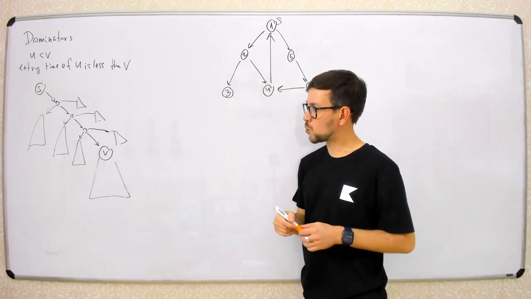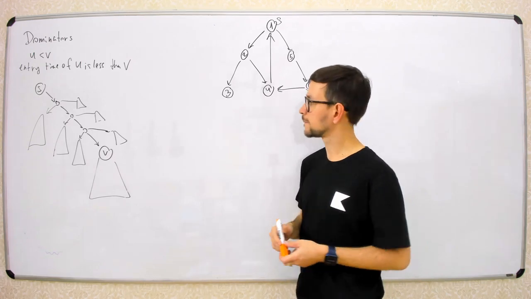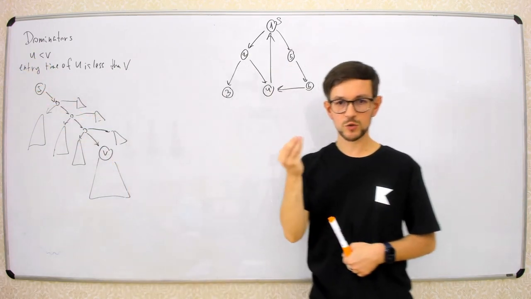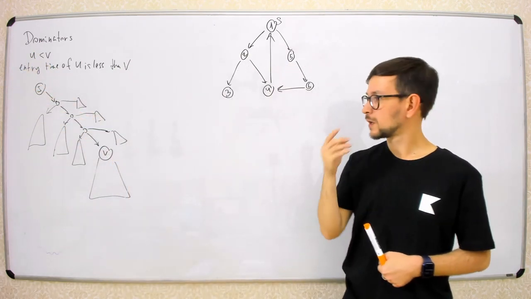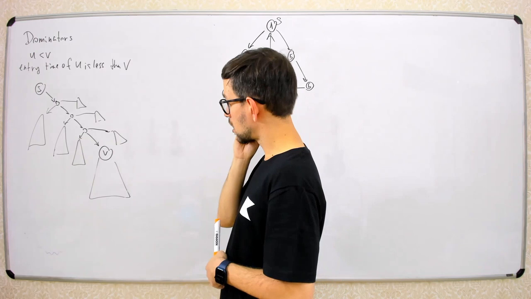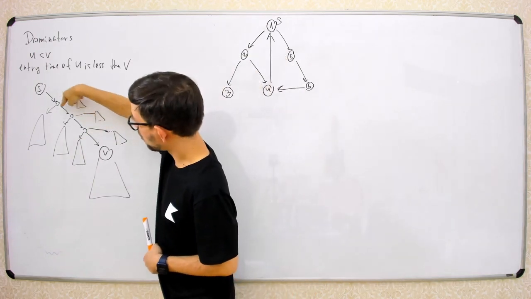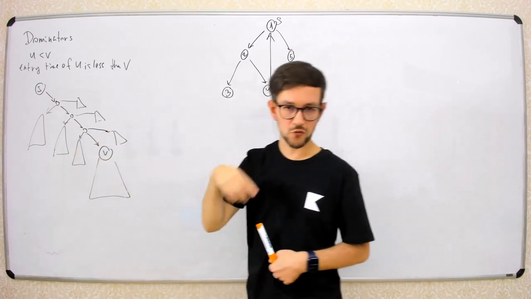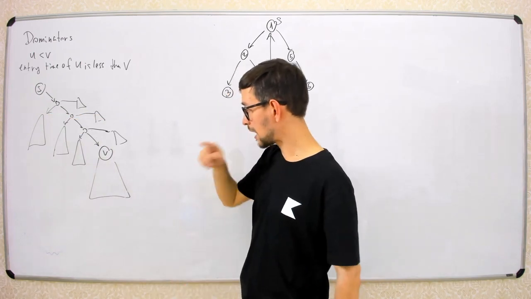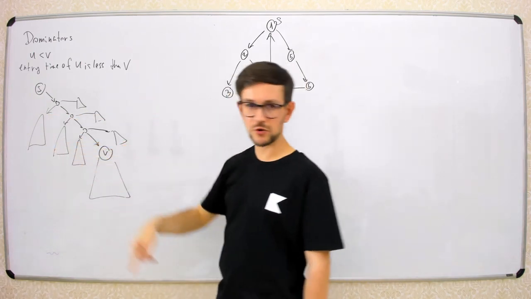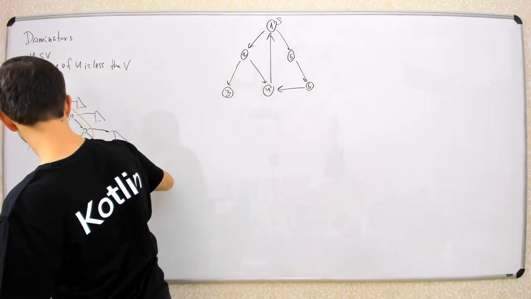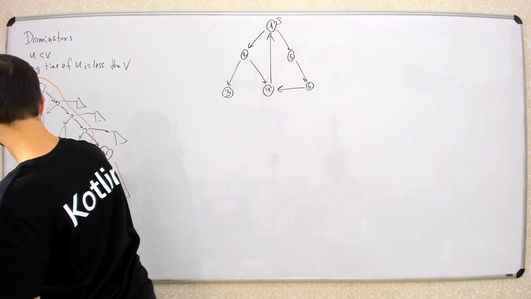So let's see which nodes are actually less than V. Less than V are the nodes which were visited before node V. Which nodes were visited before node V? For example, these parents, so all these ancestors of V were visited before node V. So all these nodes are less than V. Also, these subtrees are less than V. So before node V, we visit this part of the graph. This part of the graph is less than V.